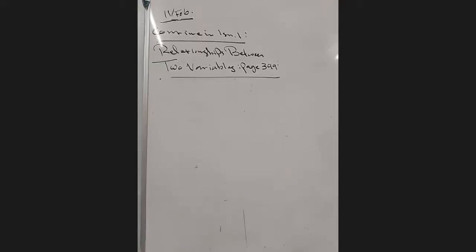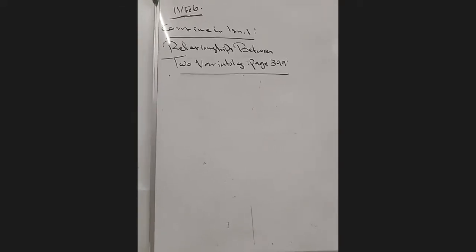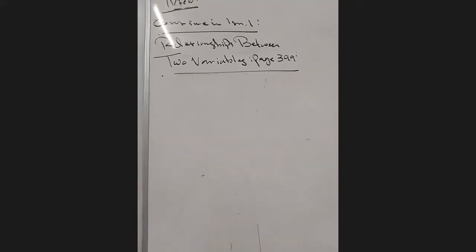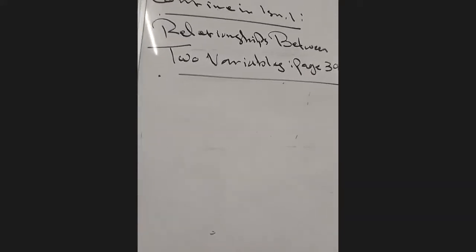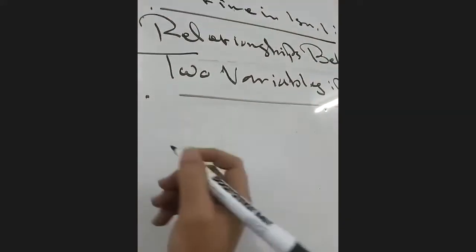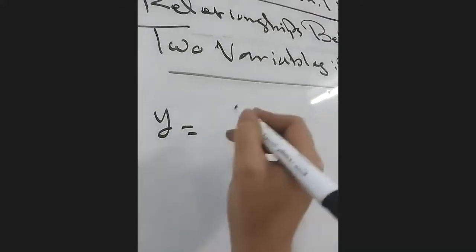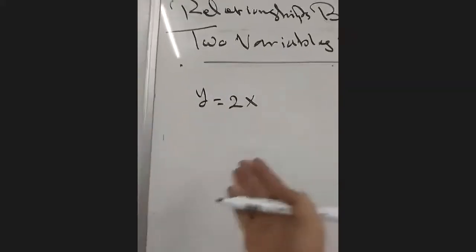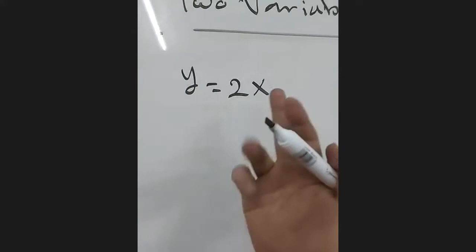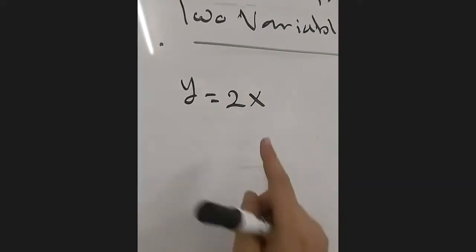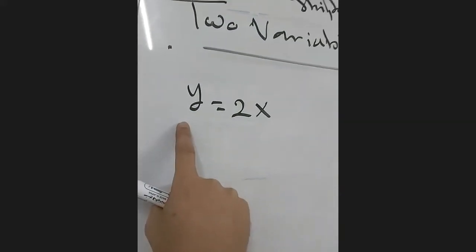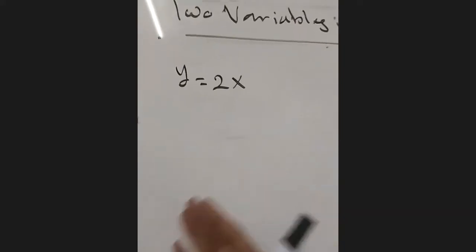Okay, guys, today we will continue in lesson 1 on the relationship between two variables. Let's remember the idea of this lesson. Yesterday we said, for example, if we have y equals 2x, we call this a relationship between the two variables x and y. And x is the independent variable, y is the dependent variable. Now here we have two ideas.